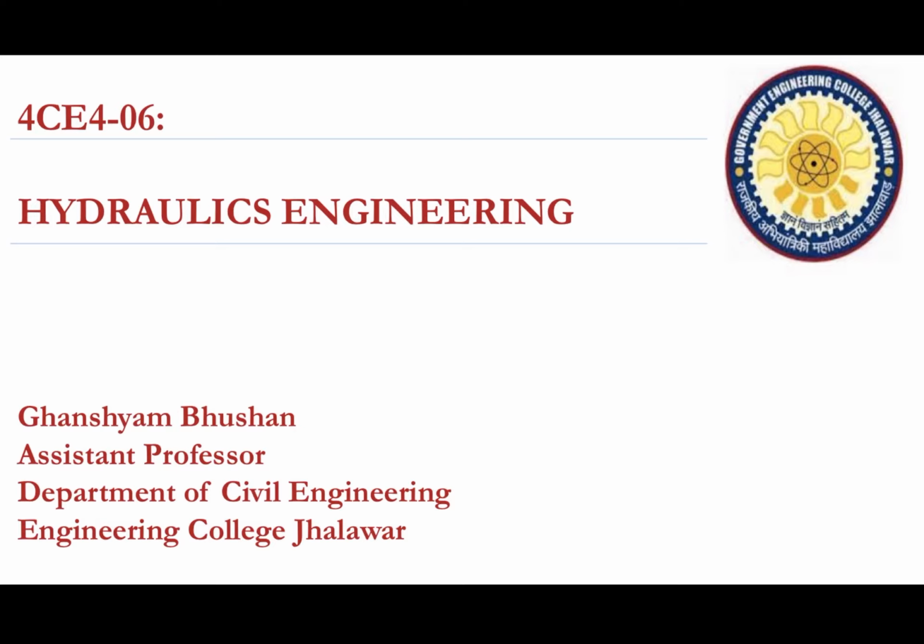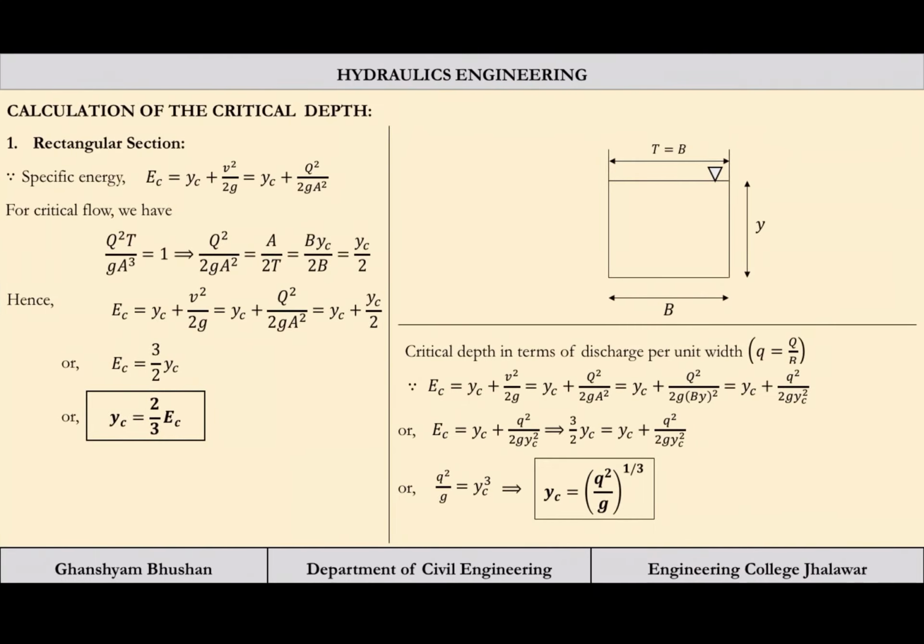So we have started the chapter of gradually varied flow. Today we are going to see some problems, and before starting the problems we will be deriving the value of critical depth in terms of specific energy for standard channels. So let us start. We are going to calculate the critical depth.